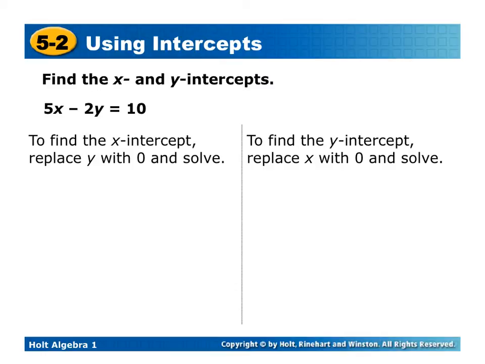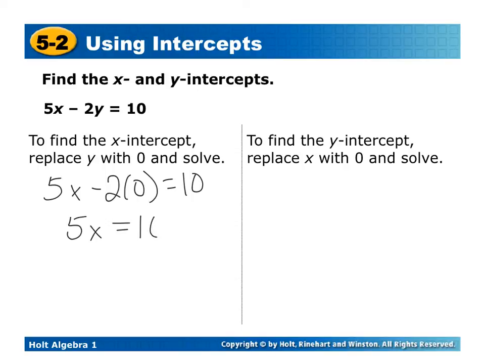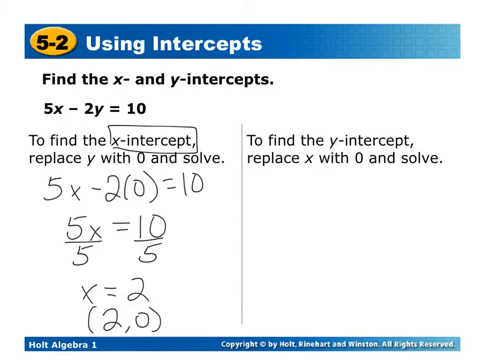So first I'm going to find the x-intercept by replacing y with the 0. So 5x minus 2 times 0 is equal to 10. Well, that 2 times 0 is just 0, so it becomes 5x minus 0, which is also just 5x, equals 10. Divide both sides by 5 to isolate our variable, so x is equal to 2. So my ordered pair is 2, 0. And once again, that's going to be my x-intercept.